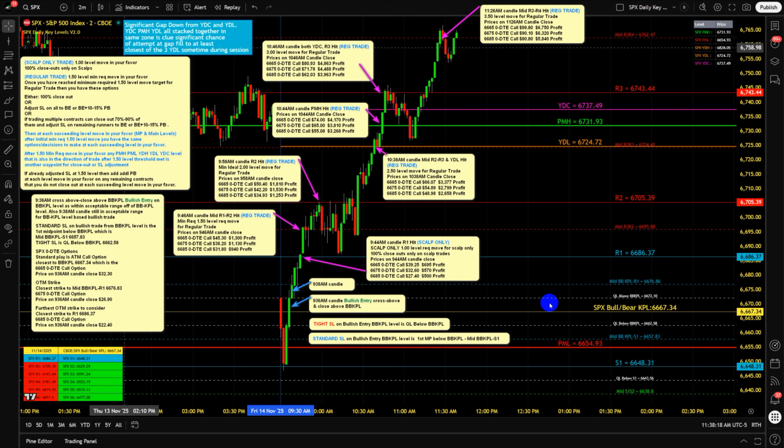What's important to also know is that the stop losses on the initial trade entry are price level based, whereas any stop loss adjustment you're doing on a regular trade is going to be based on the price of the option, not a level. So your only level based stop losses are going to be on the initial entry of a trade.